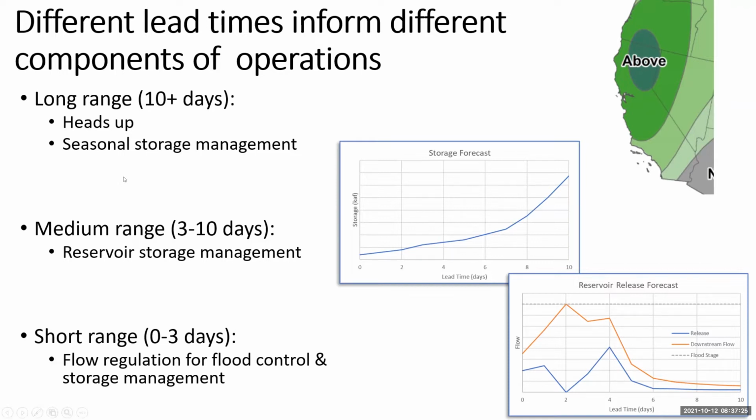And then medium range forecasts or products run from 3 to 10 days, and this is primarily used for storage management. There isn't too dramatic a reaction for events in this range, considering that the forecast skill is fairly low for mostly all products there. And in the short range, which is the current out to 3 days, this is flow regulation for flood control and storage management and for regulation of the downstream points.